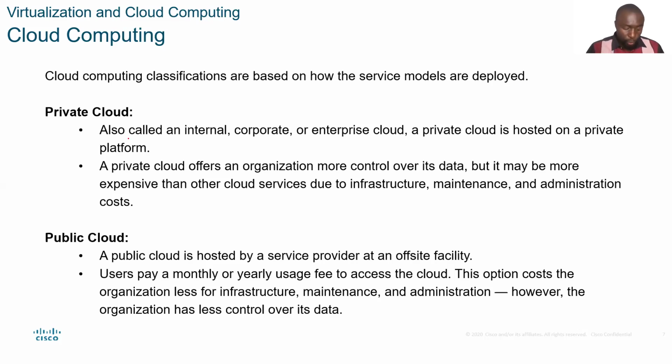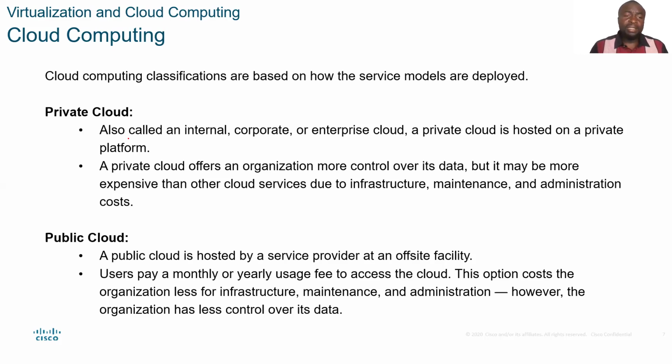Okay, so I think we're good. So when it comes to cloud computing, we say cloud computing classifications are based on how the service models are actually deployed. So we have what we call the private cloud, and we have what we call the public cloud. Now, the private cloud, also called an intranet or internal corporate network or enterprise cloud, is a cloud which is hosted on a private platform. A private cloud offers an organization more control over its data, but it may be more expensive than other cloud services due to infrastructure maintenance and administration.